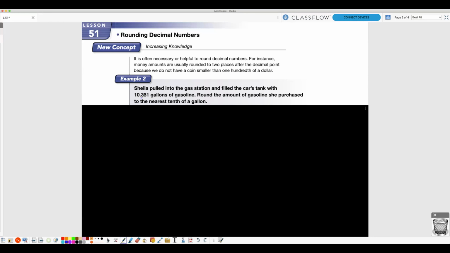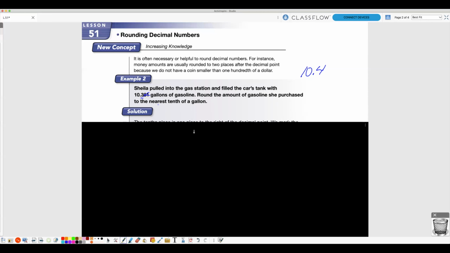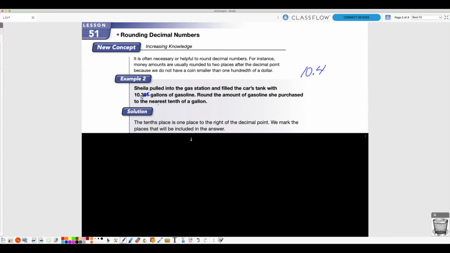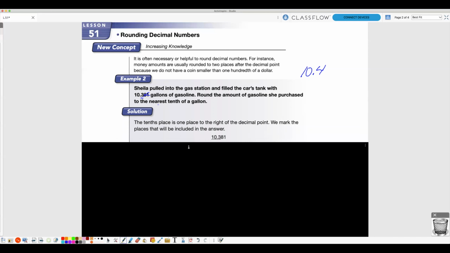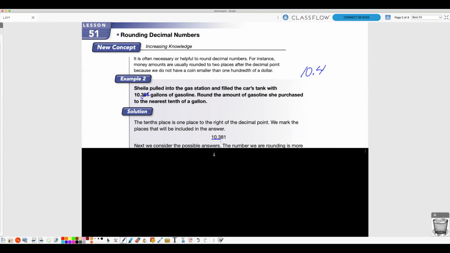First of all, you need to know that this is the tenths place. And then you look at the number following it, and it's an 8. It's more than 5. So in that case, that 3 would change to a 4. Everything else just gets wiped away. That 8 and the 1 is gone now. So the tenths place is 1 place to the right of the decimal point. We mark the places that will be included in the answer. So we wanted those places right there, the 10 and the 3/10. Those are the parts that we need to keep.